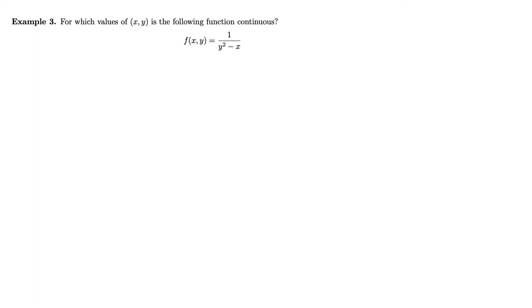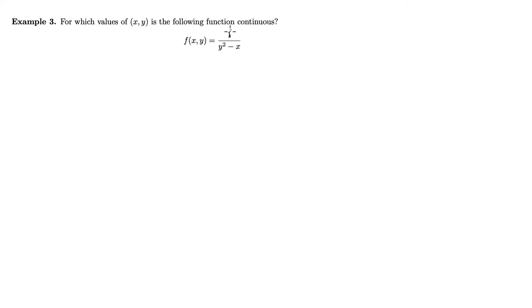All right, so we want to know for what values of x, y, or pairs (x, y), is this function continuous? Now, this function is actually the composition of continuous functions. I'm looking at 1 and dividing by y squared minus x, but y squared minus x is just a polynomial, so that's not going to be a problem. It's going to be continuous because y is a continuous function, x is a continuous function. If I square y, that's a continuous function. And if I take the difference of continuous functions, that's continuous. The fact that it's multivariable really doesn't matter.